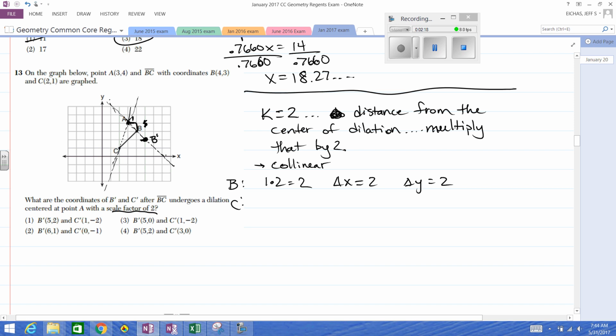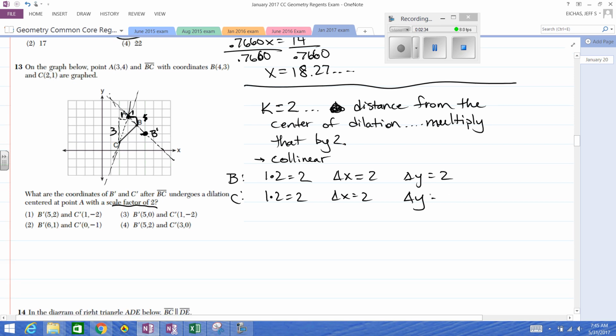For C, the original change in x is going to be 1. Double that, so the change in x is going to be 2. Now the change in y is going to be a little different. Right now it's 3. Double that. We're going to go to 6. So watch. We start at A, go this way 2, and up and down 6. Right there. So that's where C prime will land.